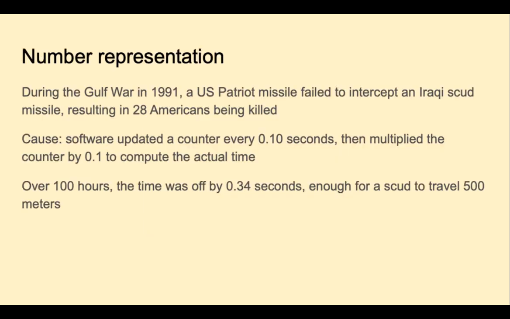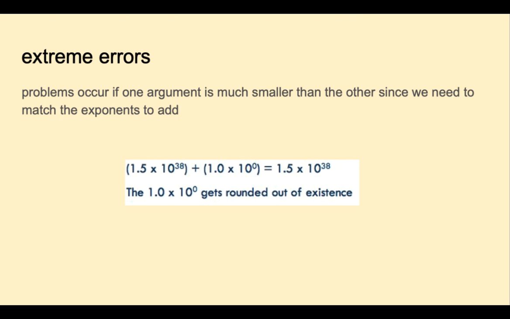During the first Gulf War in 1991, a U.S. Patriot missile failed to intercept an incoming Iraqi Scud missile, resulting in loss of life. An analysis revealed that a software counter had been updated every 0.1 seconds, and then multiplied by 0.1 to compute the actual time. Over 100 hours, the time was off by about 0.34 seconds, which doesn't sound like much, but that's enough time for a Scud to travel 500 meters. This is one of many examples why programmers need to understand number representation.